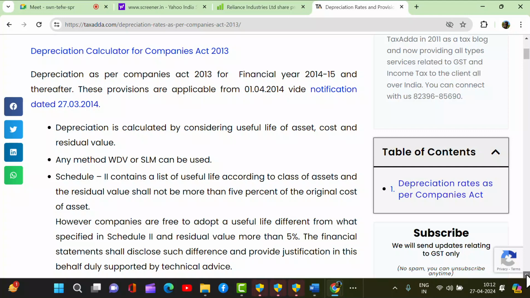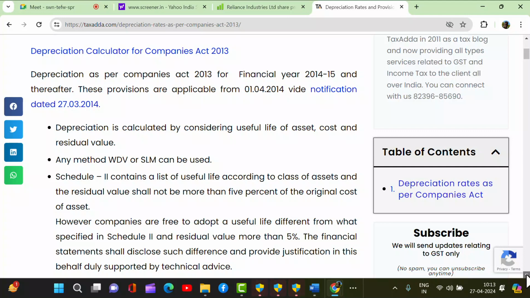Now read further. Any method, WDV or SLM, can be used. So you can charge on a written down value method or a straight line method. That means if you buy equipment worth 10 lakh rupees, you can charge 1 lakh rupees depreciation every year. That will be called the straight line method. So in 10 years you are going to charge off that asset. But you can also use written down value, that means a percentage. Suppose you charge 10% on 10 lakhs, it will be 1 lakh. Next year it will be 90,000, because you will have 9 lakhs written down value. So similarly, 10% depreciation can be charged on the written down value of the asset, and you have to calculate the WDV every year.